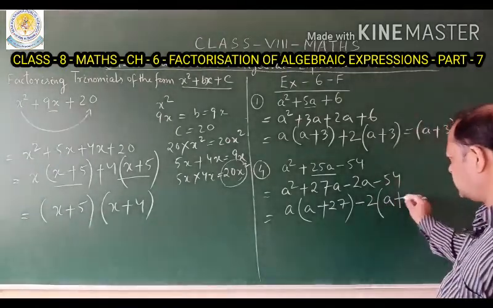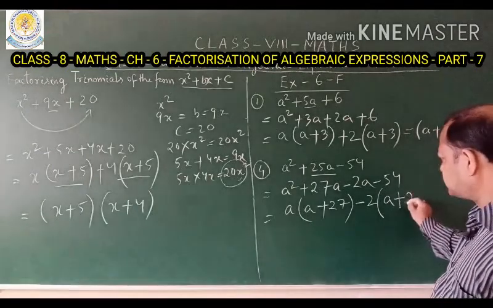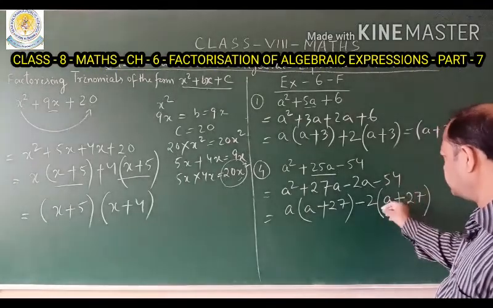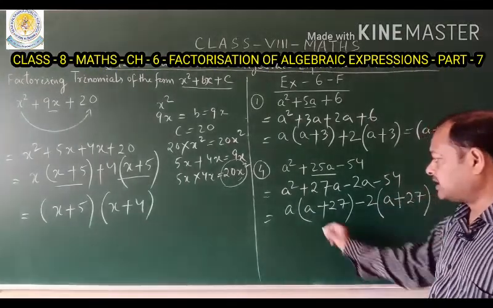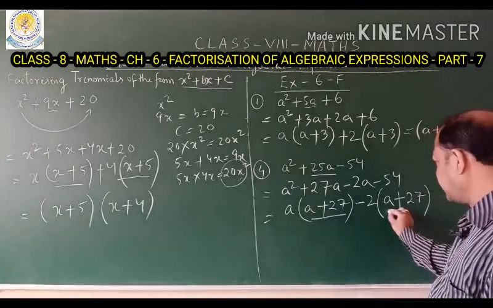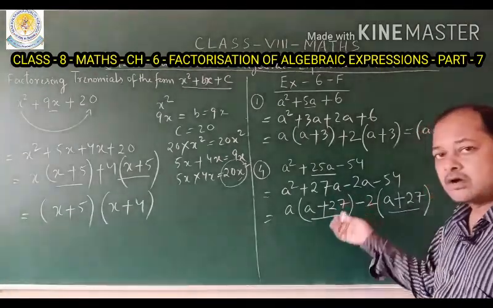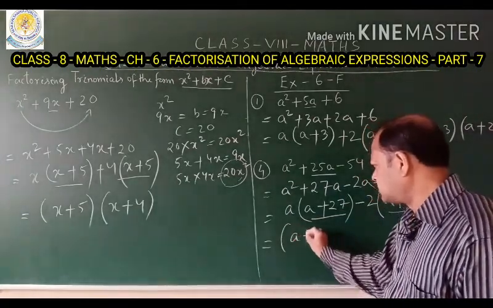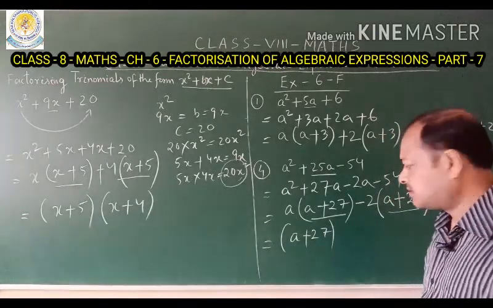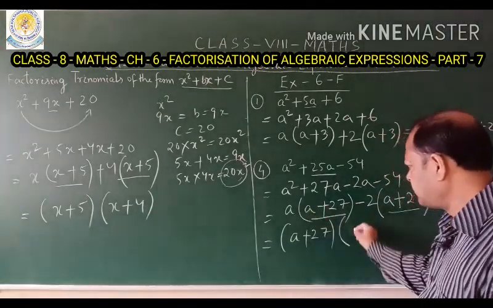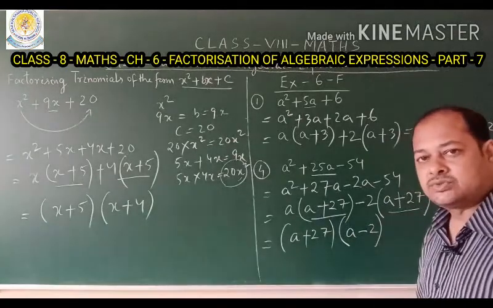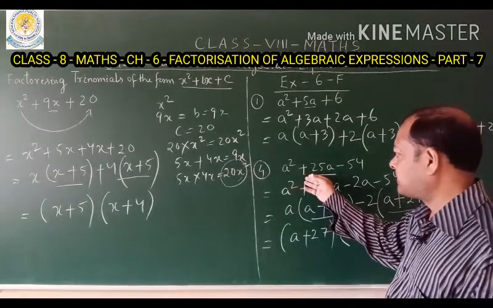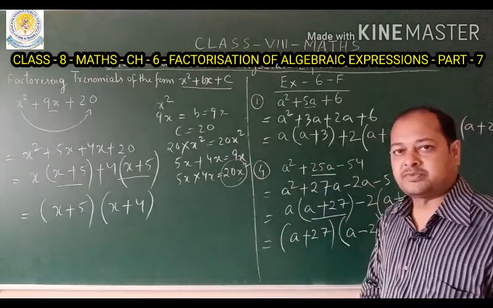So 2 here, which number multiplied so that we will get 54? That is 27. 2 into 27 is 54. So here we see that a plus 27 and a plus 27 are common binomial factors. So write the factors now. a plus 27 is one factor. Another factor is a minus 2. These are the two factors of this algebraic expression, that is a square plus 25a minus 54.